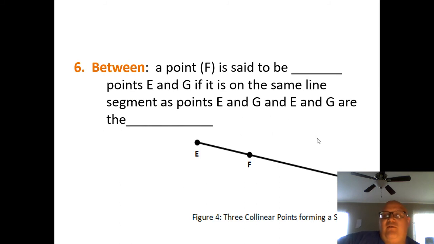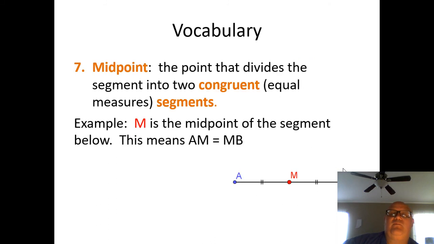So point F is said to be between points E and G if it is on the same line segment as E and G, which are the endpoints. So there's your drawing to show F is between them. F could be sliding around anywhere between E and G there.